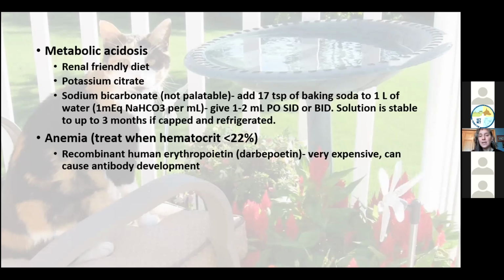Cats with anemia, the goal is when the hematocrit is under 22% to start treating at this time. There is a recombinant human erythropoietin called darbepoetin. It is very expensive and it can cause antibody development within the cat because it is not from the cat. This is usually quite late in the disease, and with the cost and potential for adverse reactions and unfavorable prognosis at this point, euthanasia must be considered. So I have actually not had a client that would pursue this treatment.